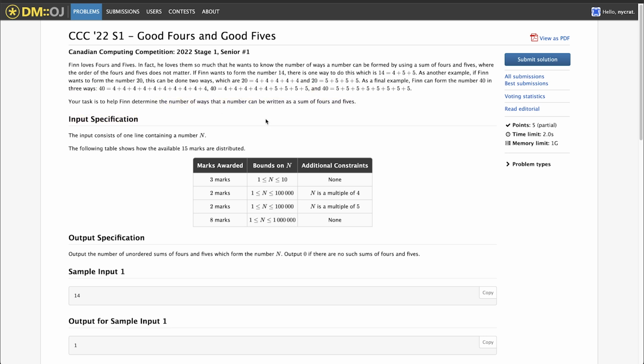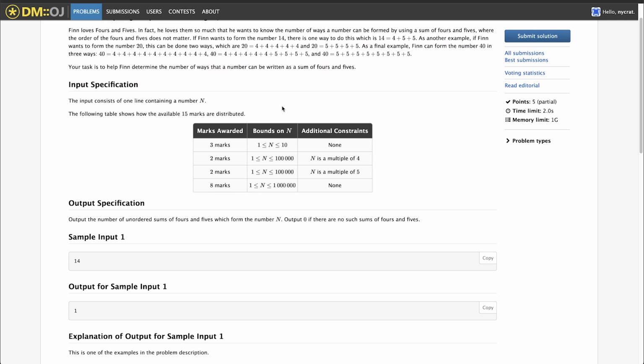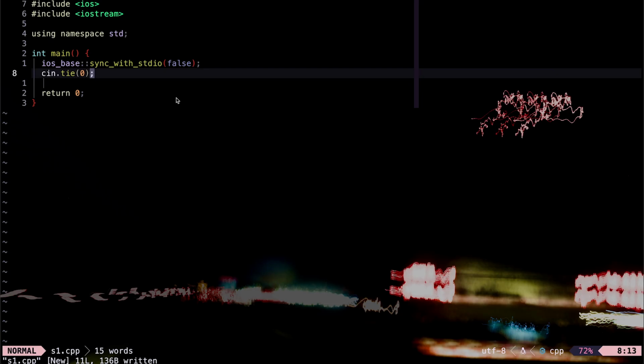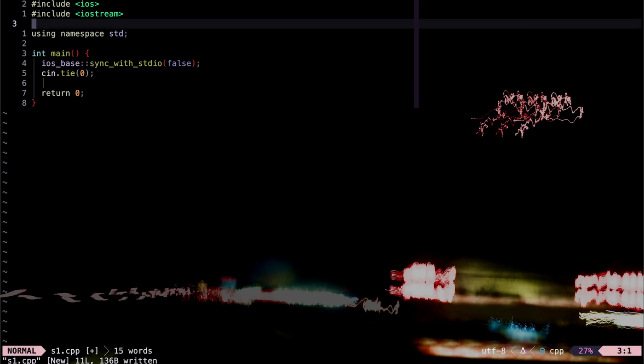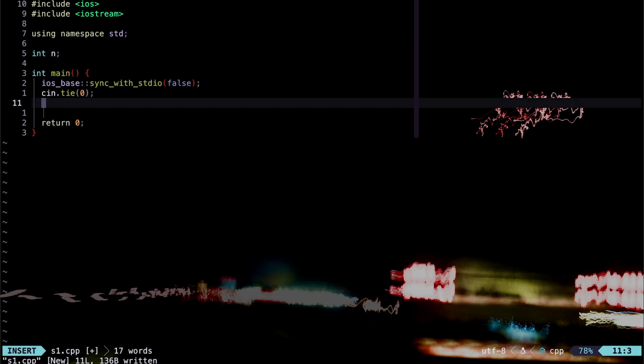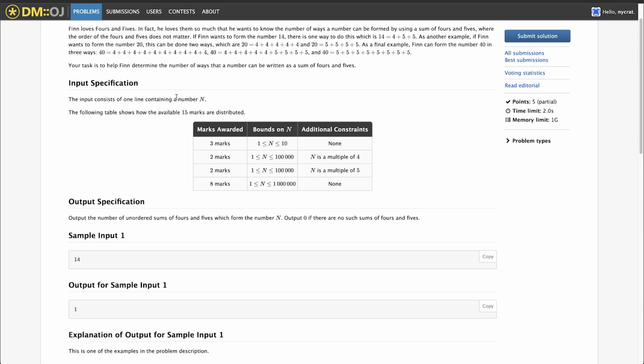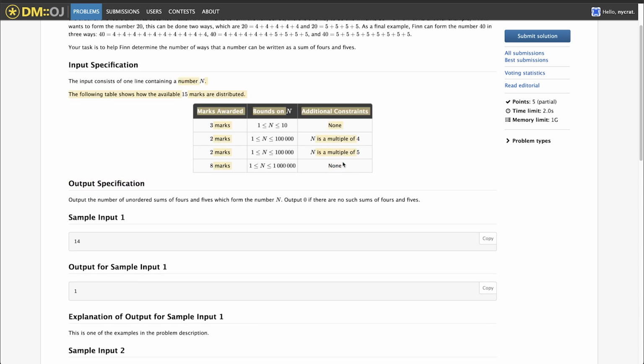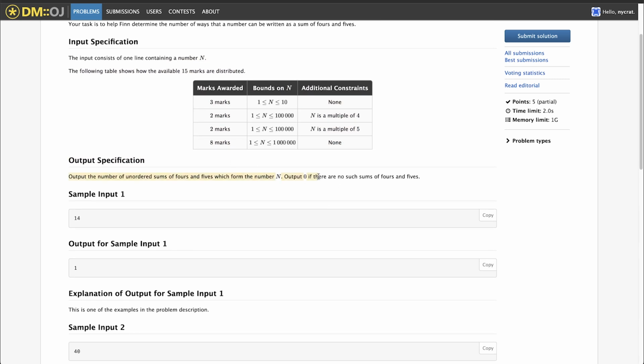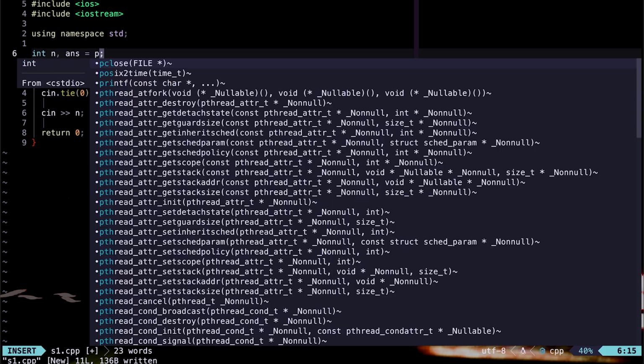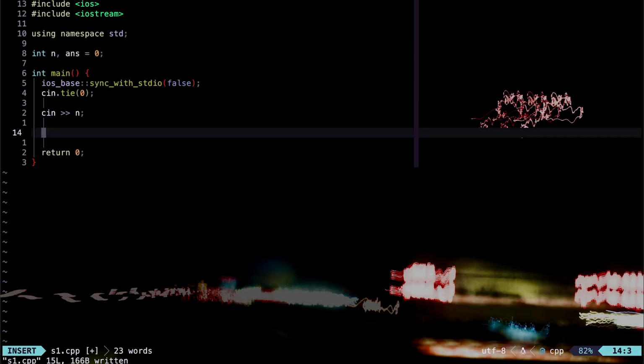So we have to determine the number of ways a number can be written as a sum of 4s and 5s. The input, let's say n, is only one line containing n. We have to output the number of unordered sums of 4s and 5s that form this number, and output 0 if there are no sums. So I think we're going to need an answer equals 0.